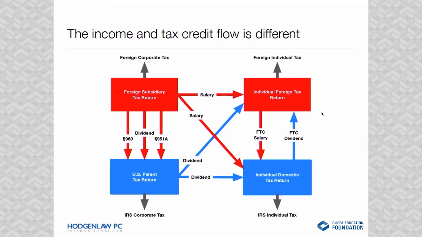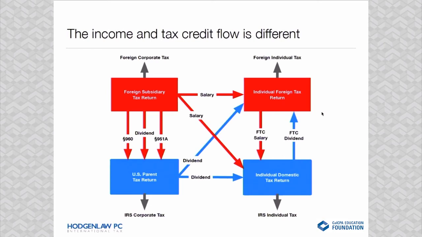This is going to be a little bit weird and more complicated, but let me explain why. So let's first look at the foreign tax credit for salary. On the foreign income tax return, the individual is going to pay $40,000 of tax at 40% on the salary. The $100,000 of salary is also going to show up on the individual's Form 1040.